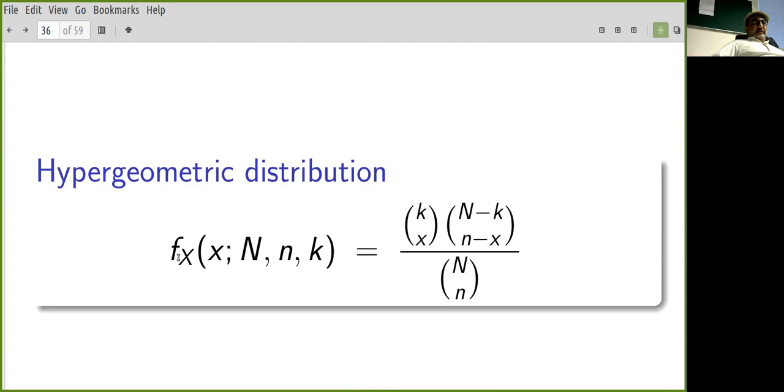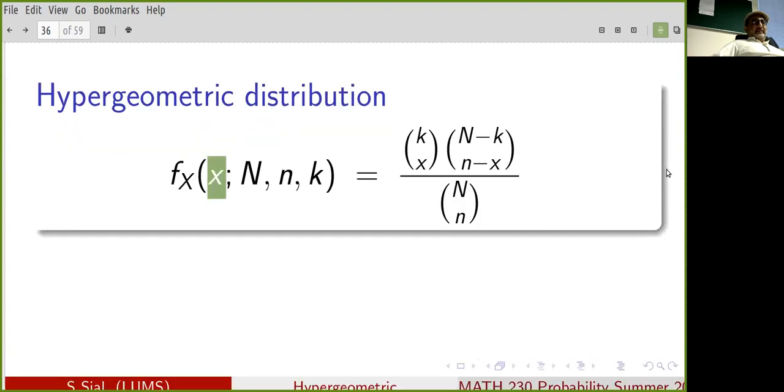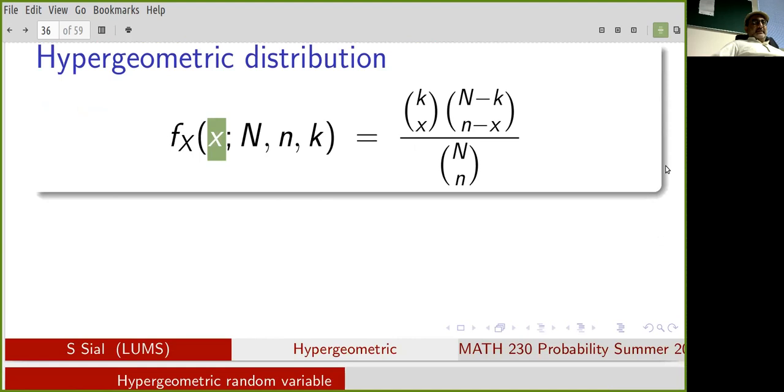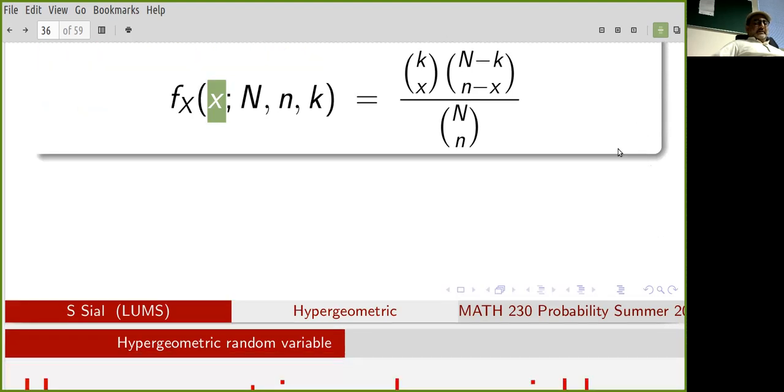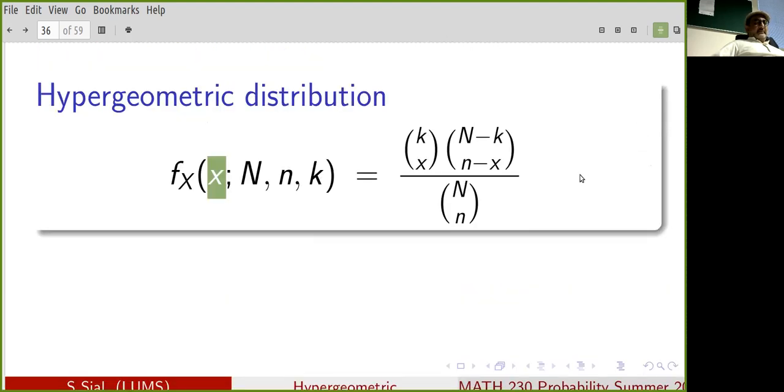the probability that capital X equals small x, given that you have capital N total symbols, you're going to pick n of them, and k of them are of a particular type called the success. And you want the probability of x successes. That's given by k choose x times capital N minus k choose small n minus x, divided by capital N choose small n. That's the probability mass function for the hypergeometric random variable.